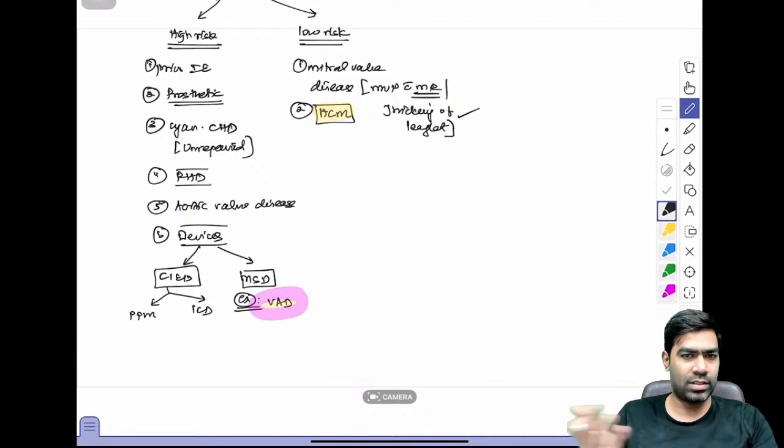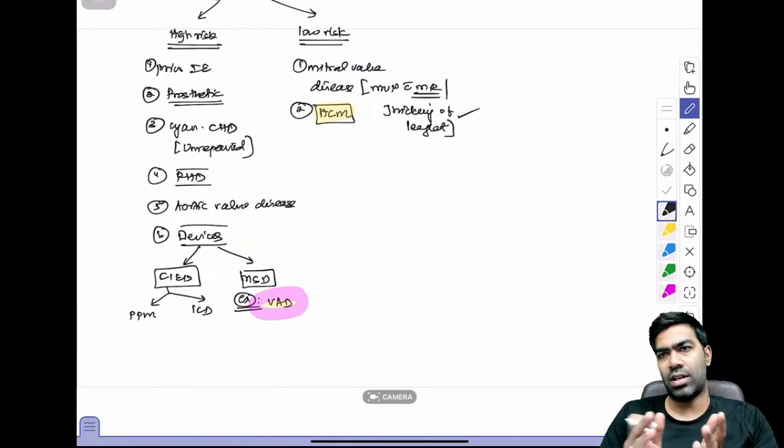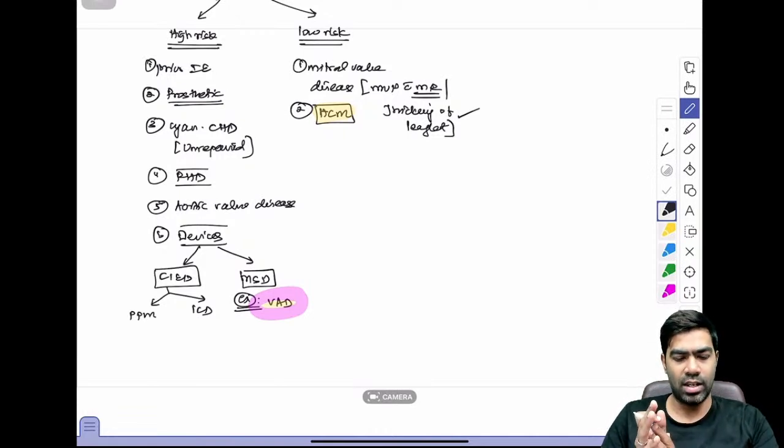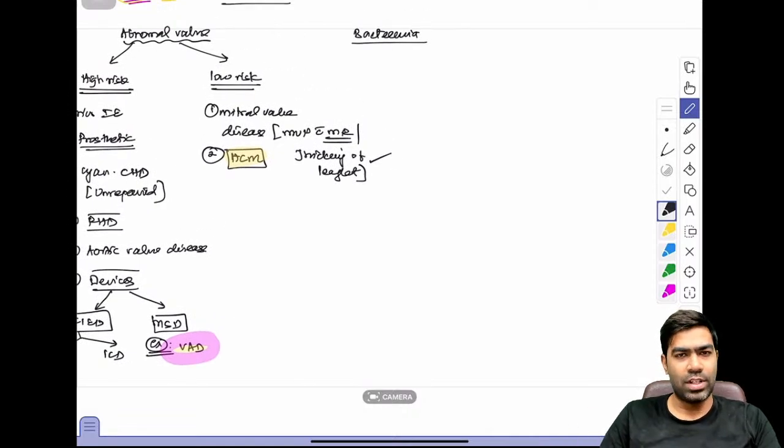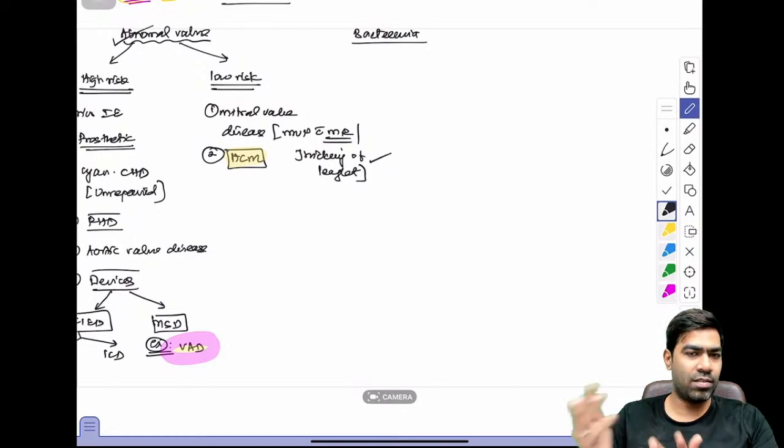When you talk about the prophylaxis of infected endocarditis, there are certain guidelines, especially the AHA 2013 guidelines, which clearly tell you prophylaxis will usually be given for high risk disease only. We're not going to give prophylaxis for low risk patients. So these are the high risk and low risk features with regard to the abnormal valve that cause relative risk of infected endocarditis.